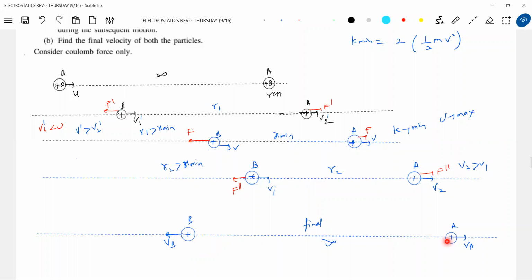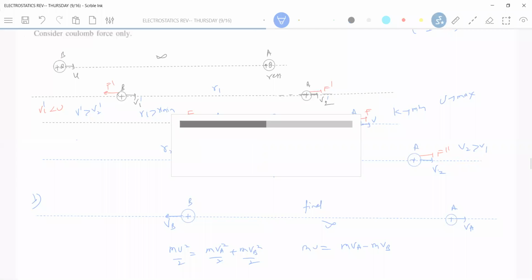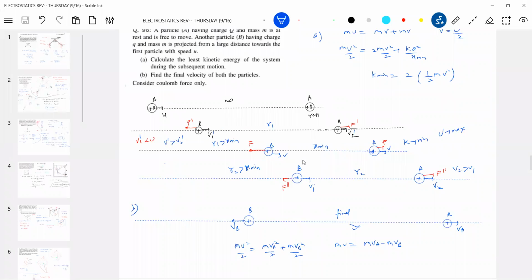So how to get these final velocities? I'll apply the energy equation. mu square by 2 should be equal to mva square by 2 plus mvb square by 2. Part B we are discussing. Then conservation of momentum: mu equals mva minus mvb. Solving this, we'll get va and vb. A simple idea based question. Part A, okay, but part B is something finally. So what is the path of B? B will move towards right, comes to instant rest and starts moving towards left.